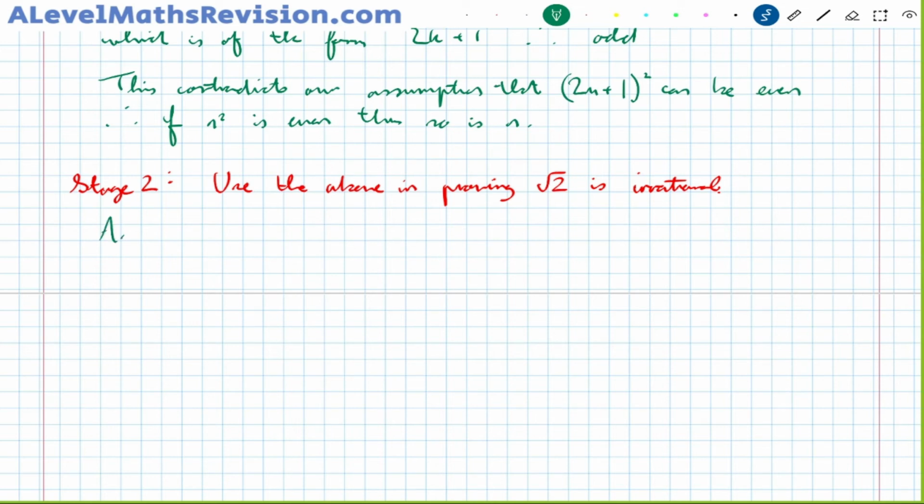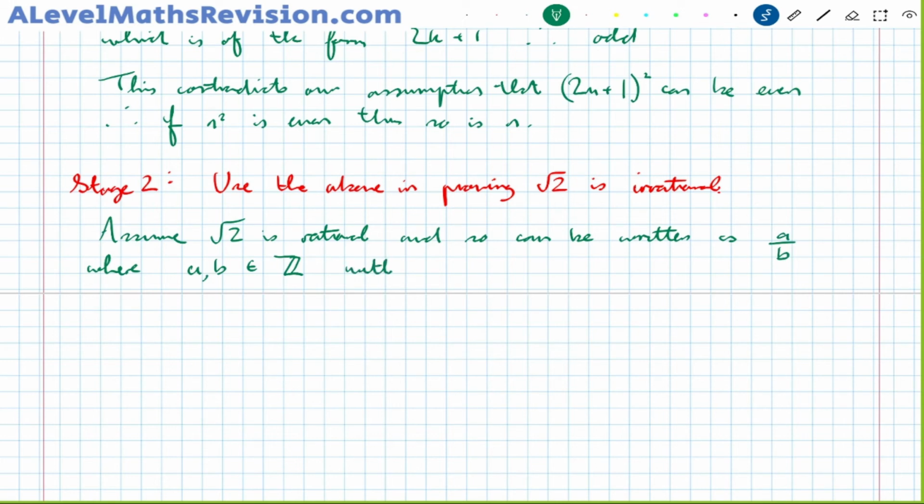So, assume root 2 is rational, and so can be written as a over b, where a and b are integers. And this is the key point here, which we haven't seen before. A and b are integers with no common factors, i.e., a fraction of integers.